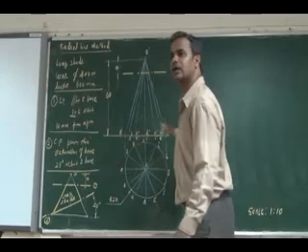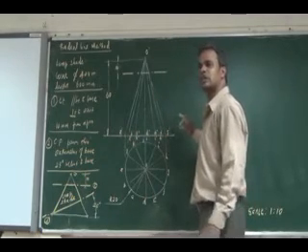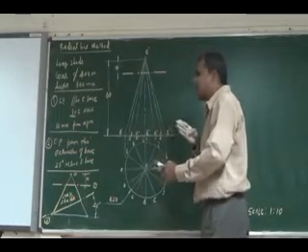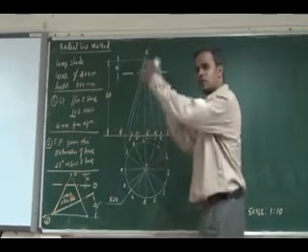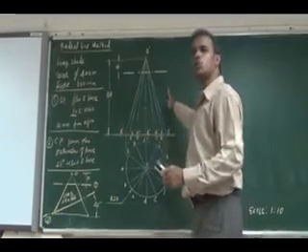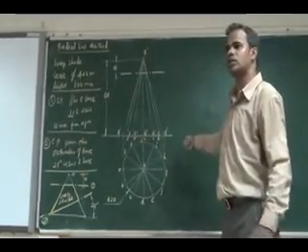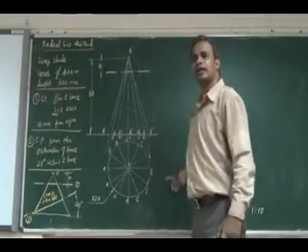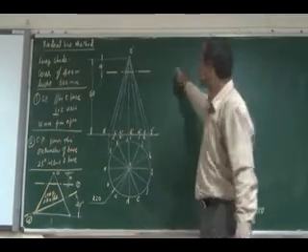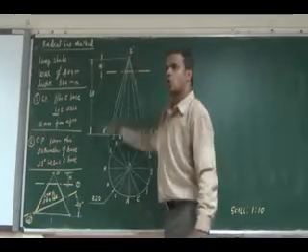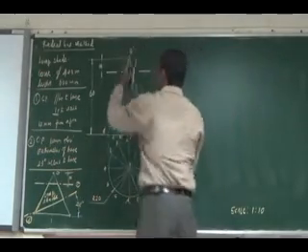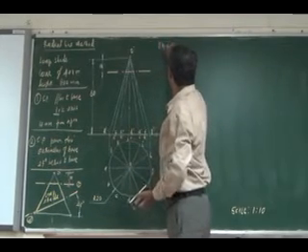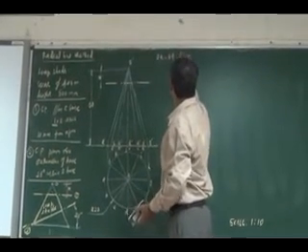Which is the generator length? From which view can I measure the original generator length? In the sense, which generator is parallel to the vertical plane? If a cone is kept, which generator will give me the true length in my front view? OG and OA. Only the extreme generator will give me the true length in my front view. So the extreme generators are OG and OA, and I can measure this OG or OA. It's nothing but my generator length.